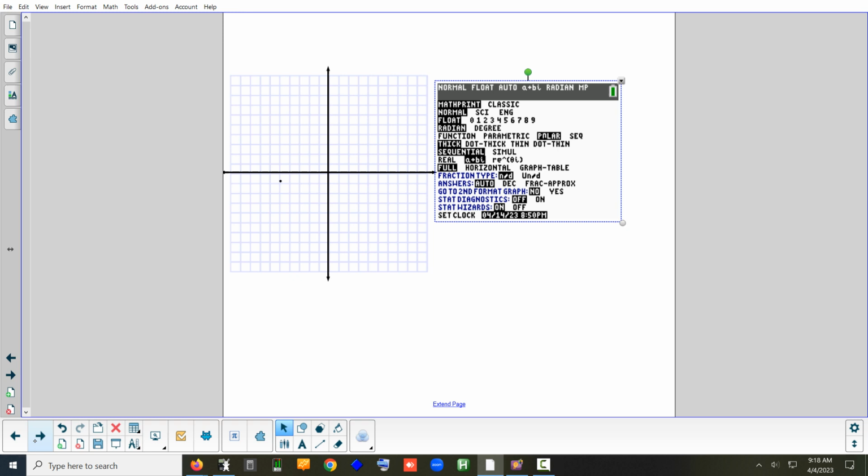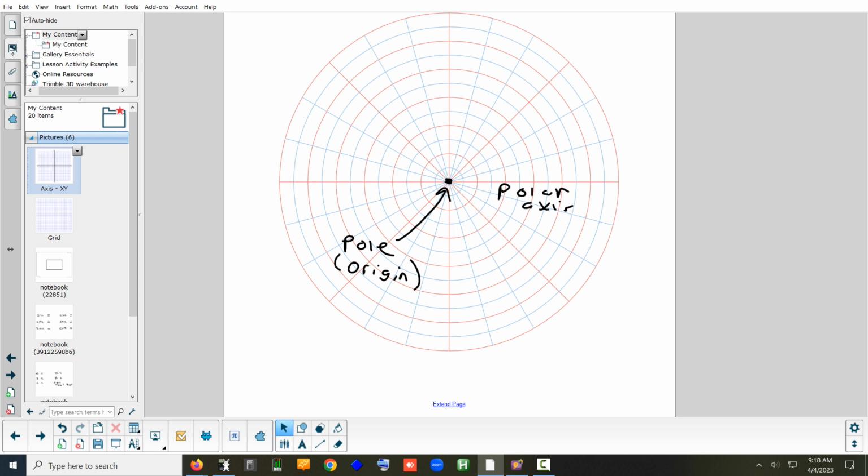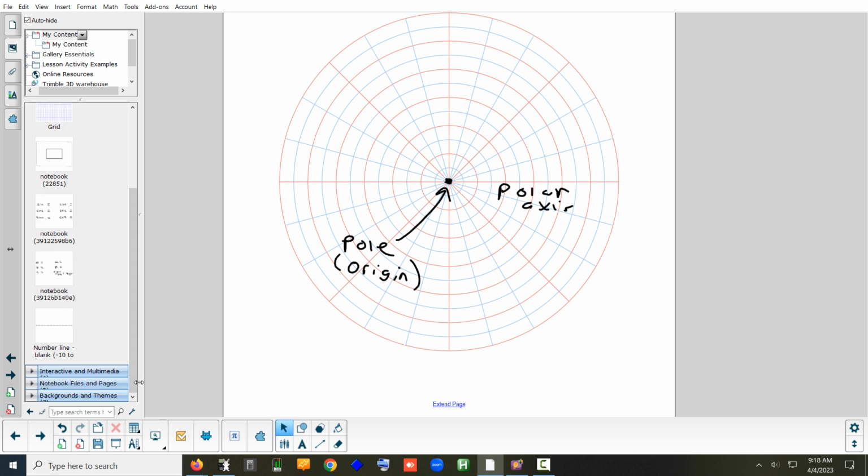All right. So let's look at polar system. So in a polar coordinate system, the center point is called the pole. You can also call it the origin. And there's really only one axis, and that's called the polar axis. Everything is going to be measured off that horizontal axis.